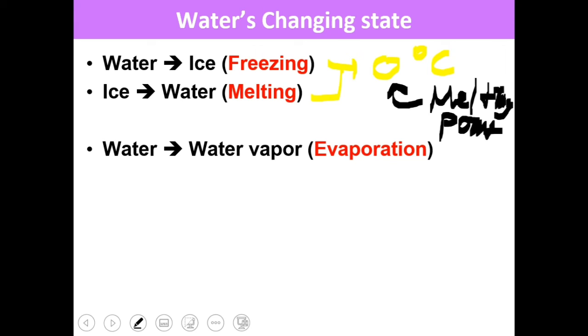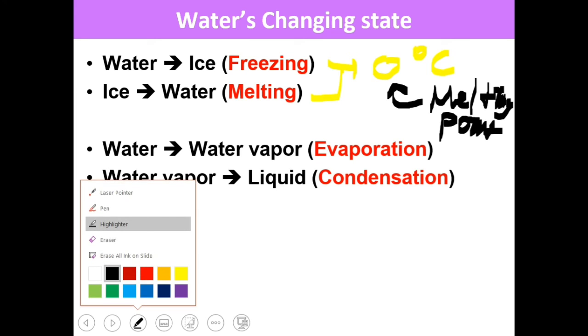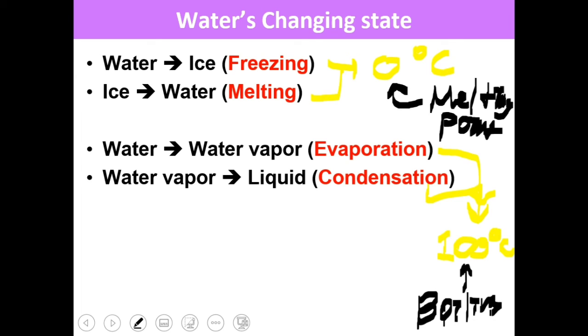Water, however, if we boil it, is going to turn into water vapor. This is known as evaporation. Other parts can happen too. Water vapor can turn back to liquid, which is known as condensation. So, if I look at these two situations, you guessed it right, those two share the same temperature also. But this time, the temperature is 100 degrees Celsius. We call this the boiling point. You may have heard about that before too.